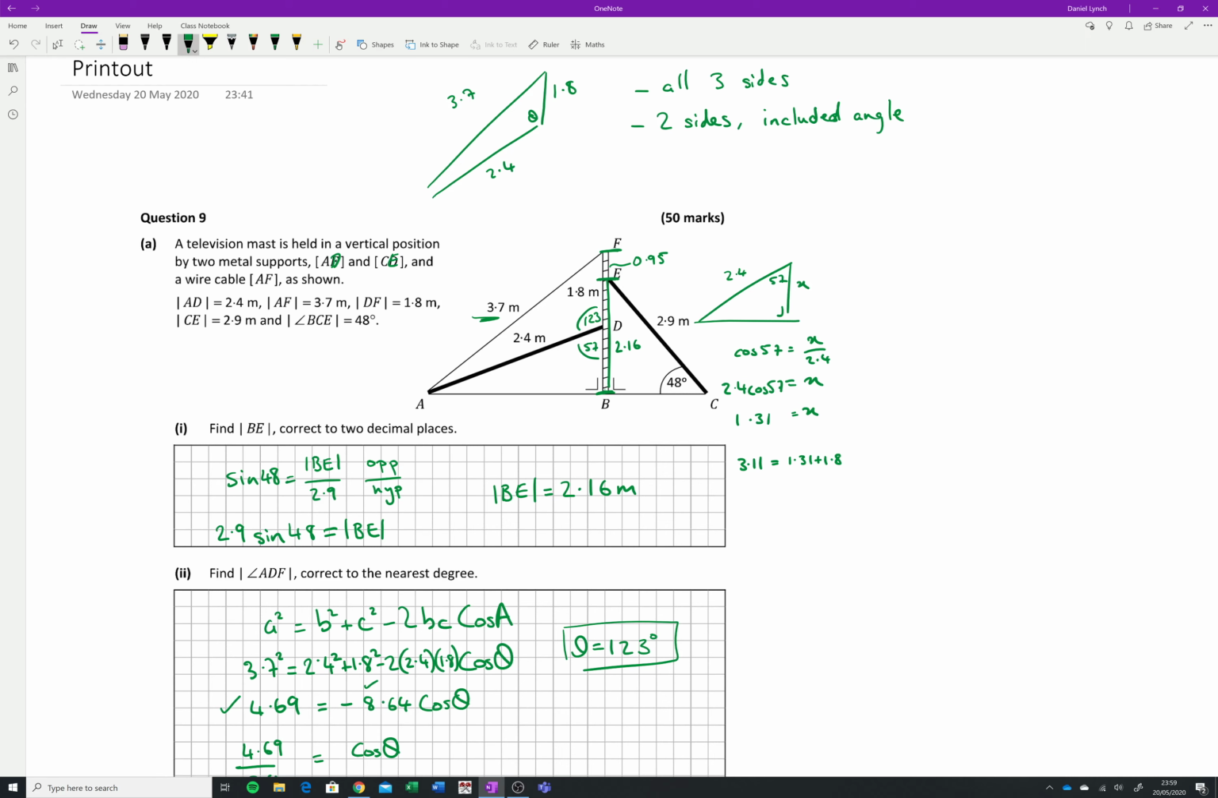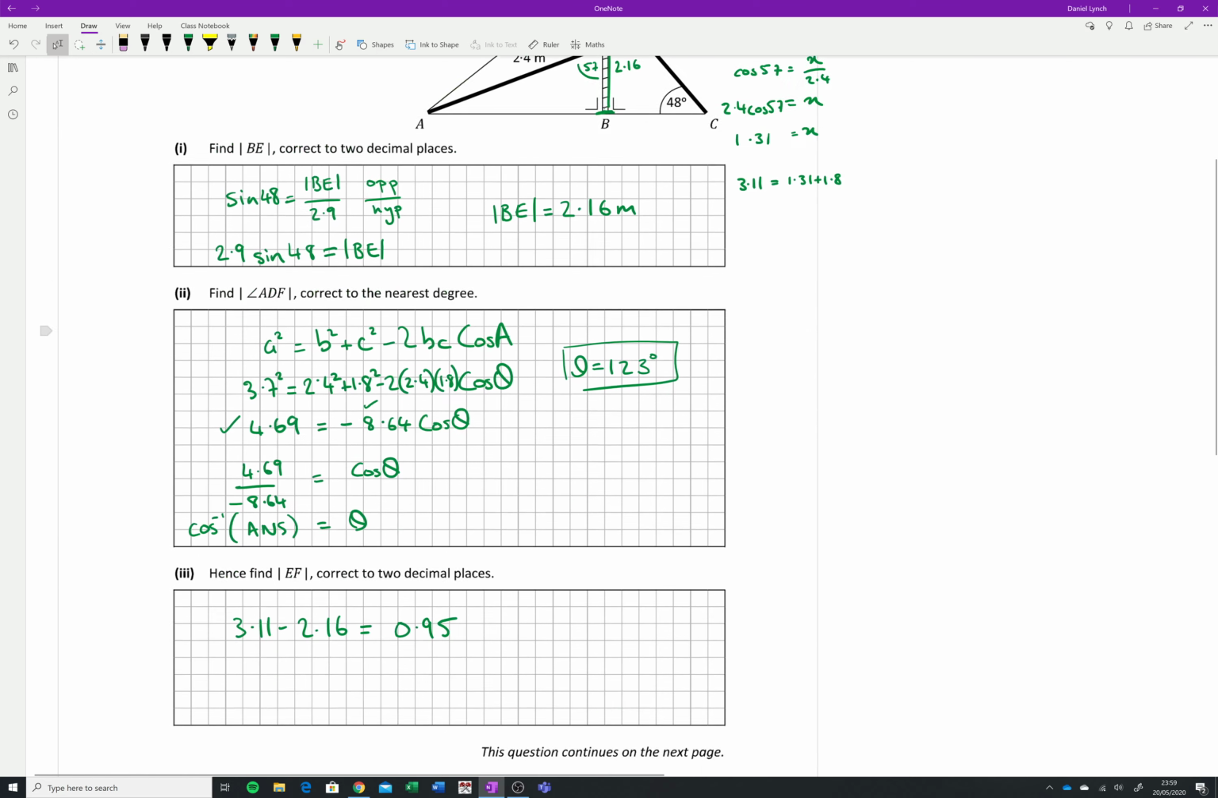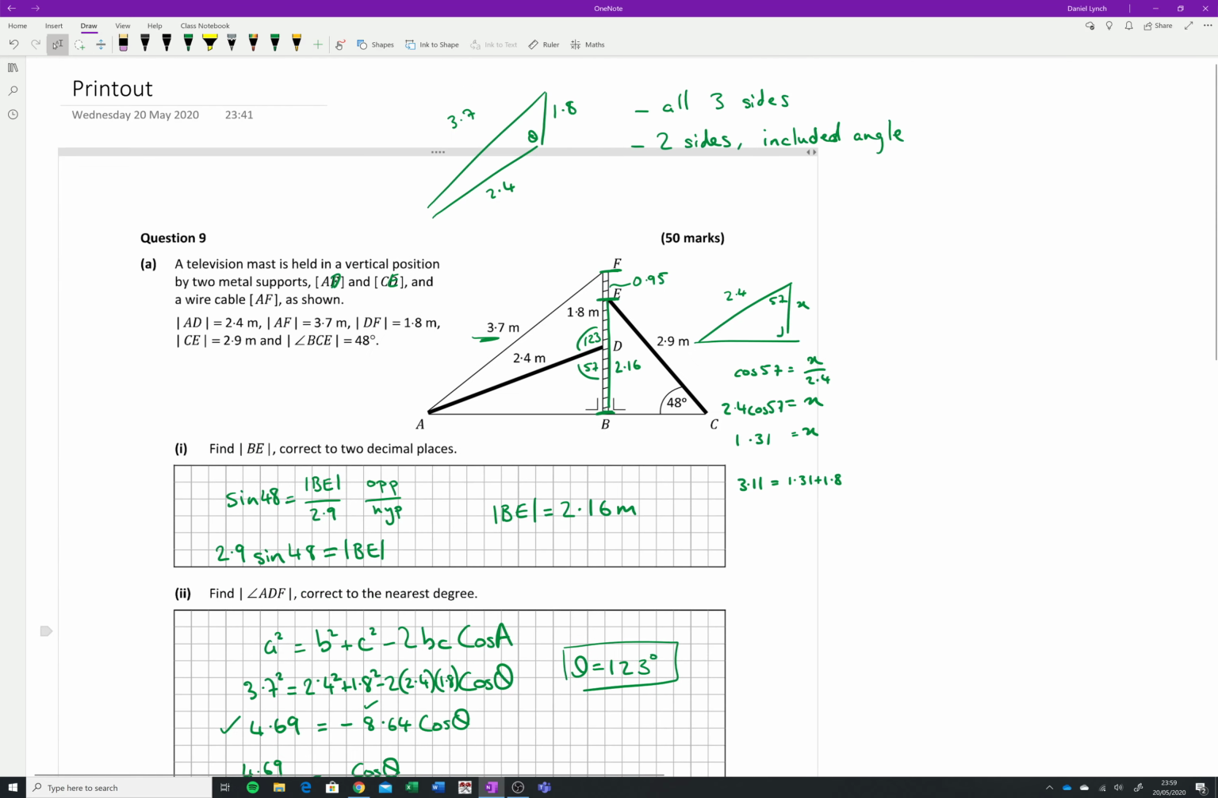So that's just a little reminder of trigonometry, just something to try out, just to see if you are able to remember it.